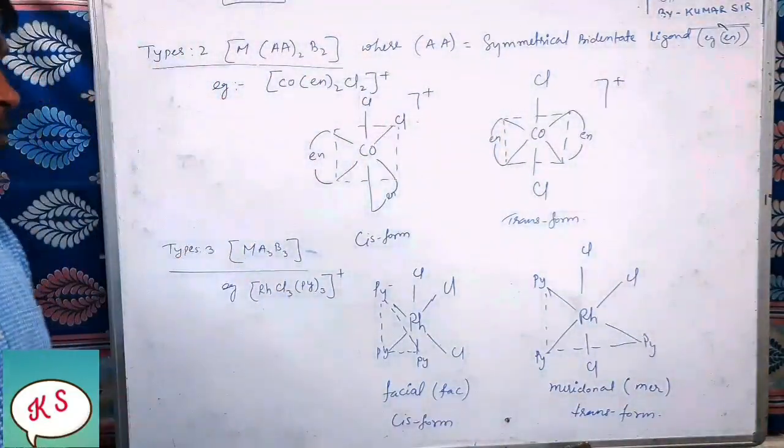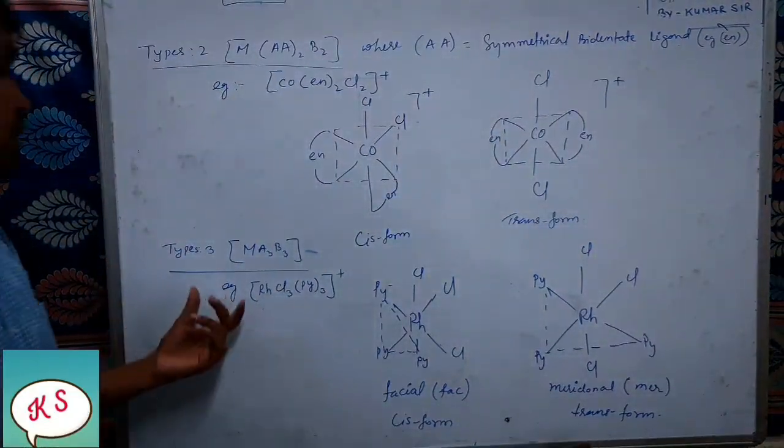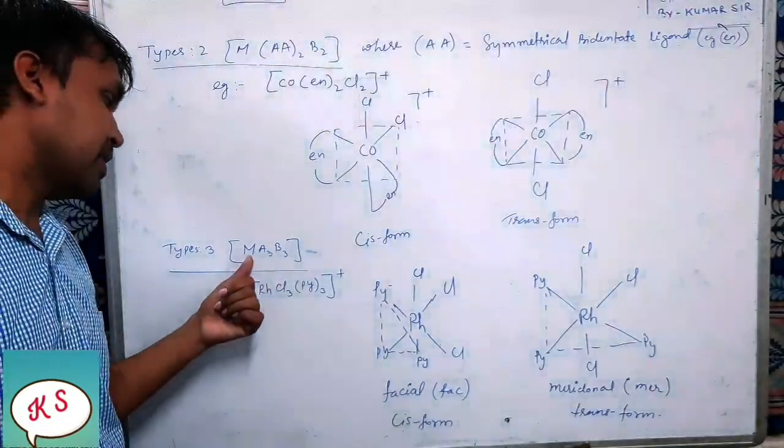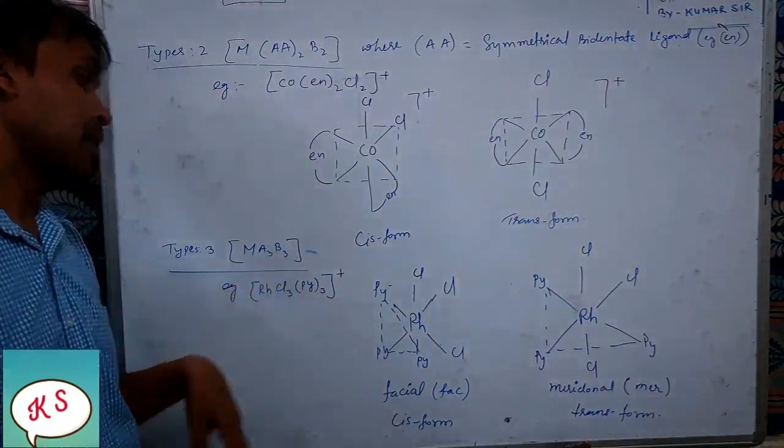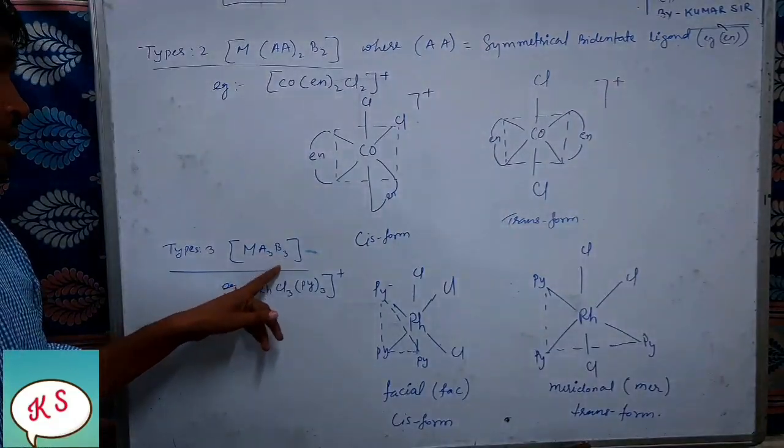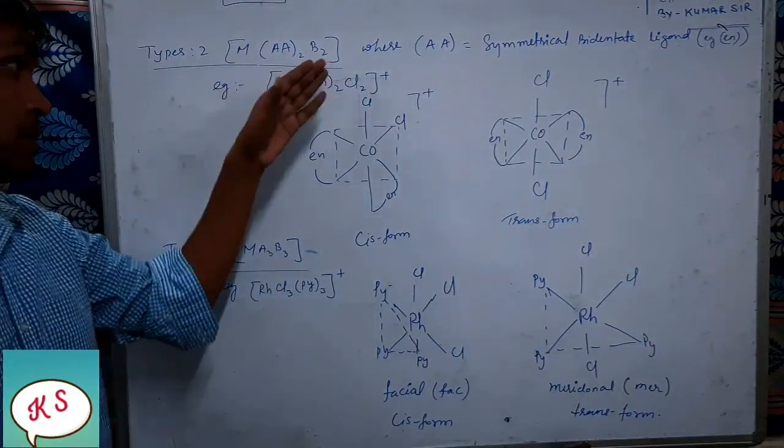Remember, dear students. Now coming to the third type. The third type is what? MA3B3. Here you see how many ligands are there? 6. So coordination number is 6. Here also coordination number is 6.